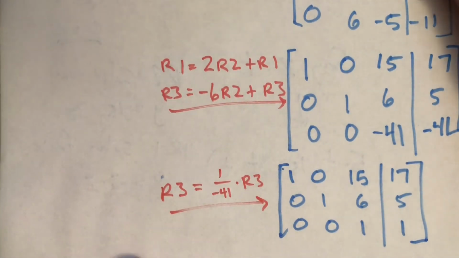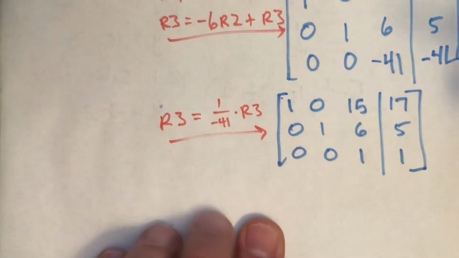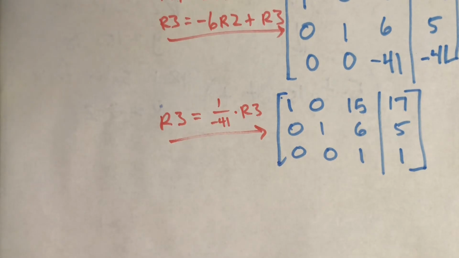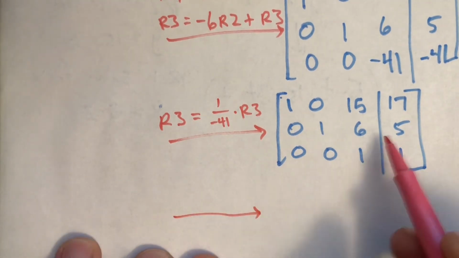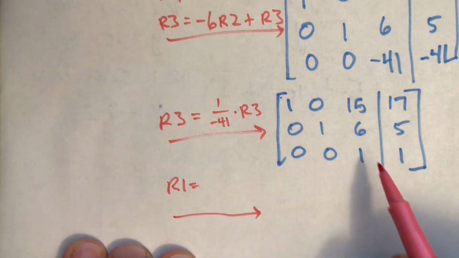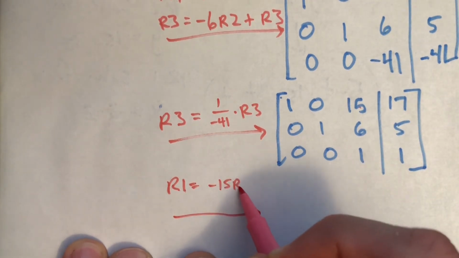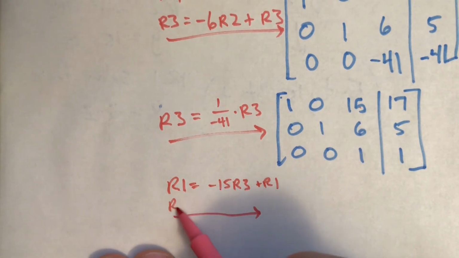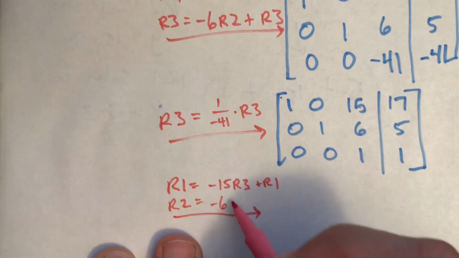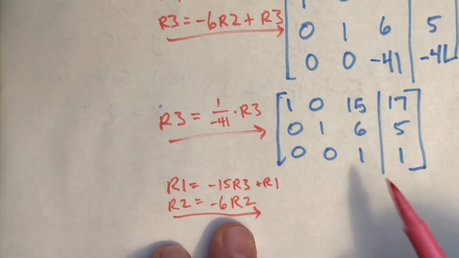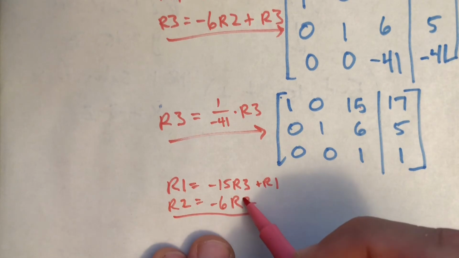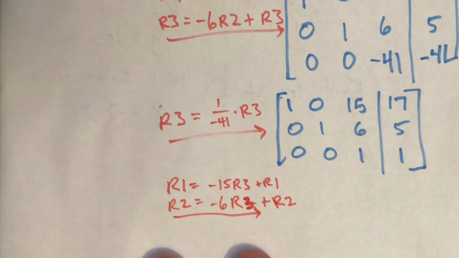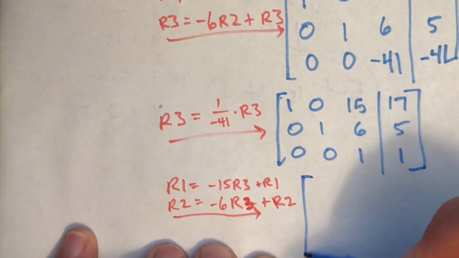And now we're essentially finished here, right? So we just have to take our 1 and cancel those guys out. So we can do that. We're going to replace row 1 with -15 times row 3 plus row 1. We're going to replace row 2 with -6 times row 3 plus row 2. Okay, and that's going to get rid of all of our variables we don't want.